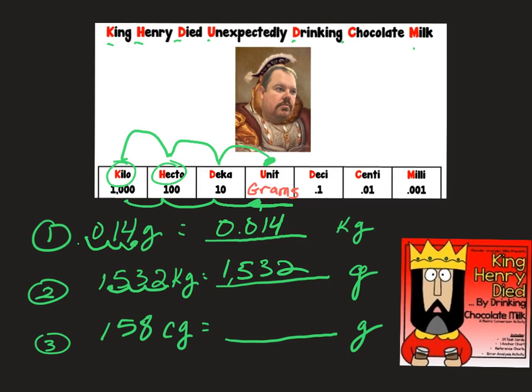Lastly, I have 158 centigrams, and I want to know how many grams. So centigrams, C for centi is here. I would go 1, 2 to the left. So I would locate the decimal and go 1, 2 to the left. So it would be 1 and 58 hundredths grams.